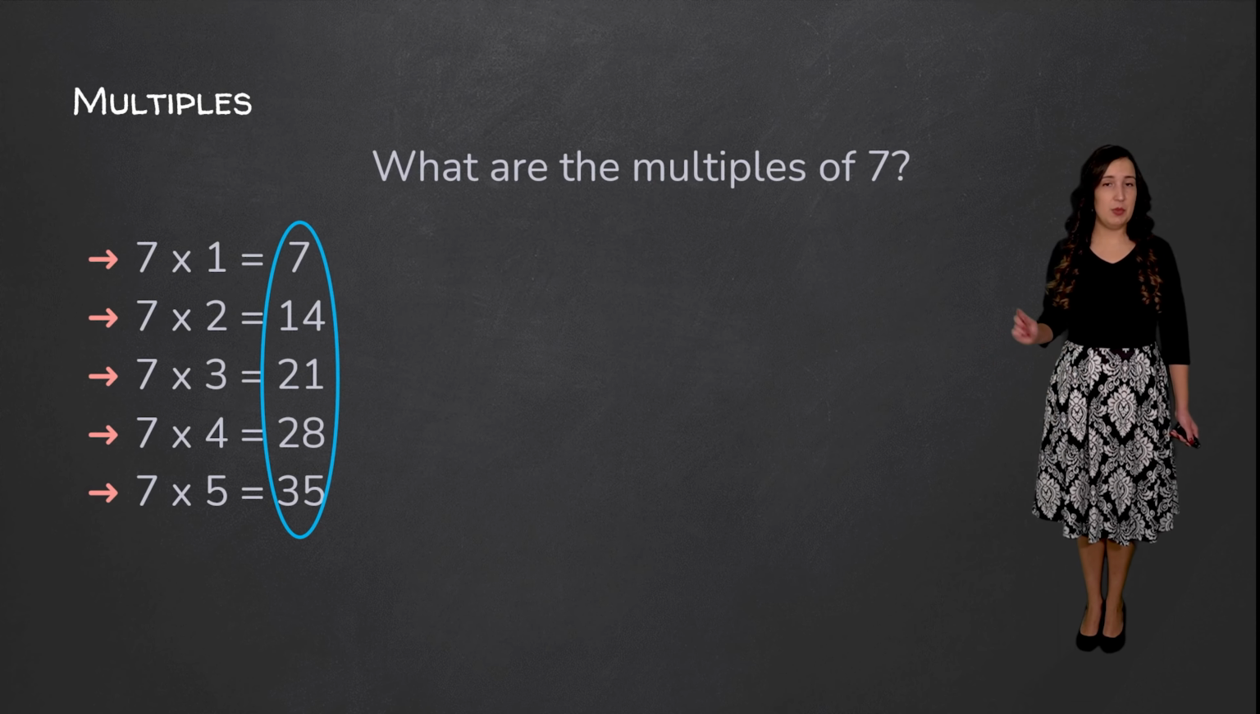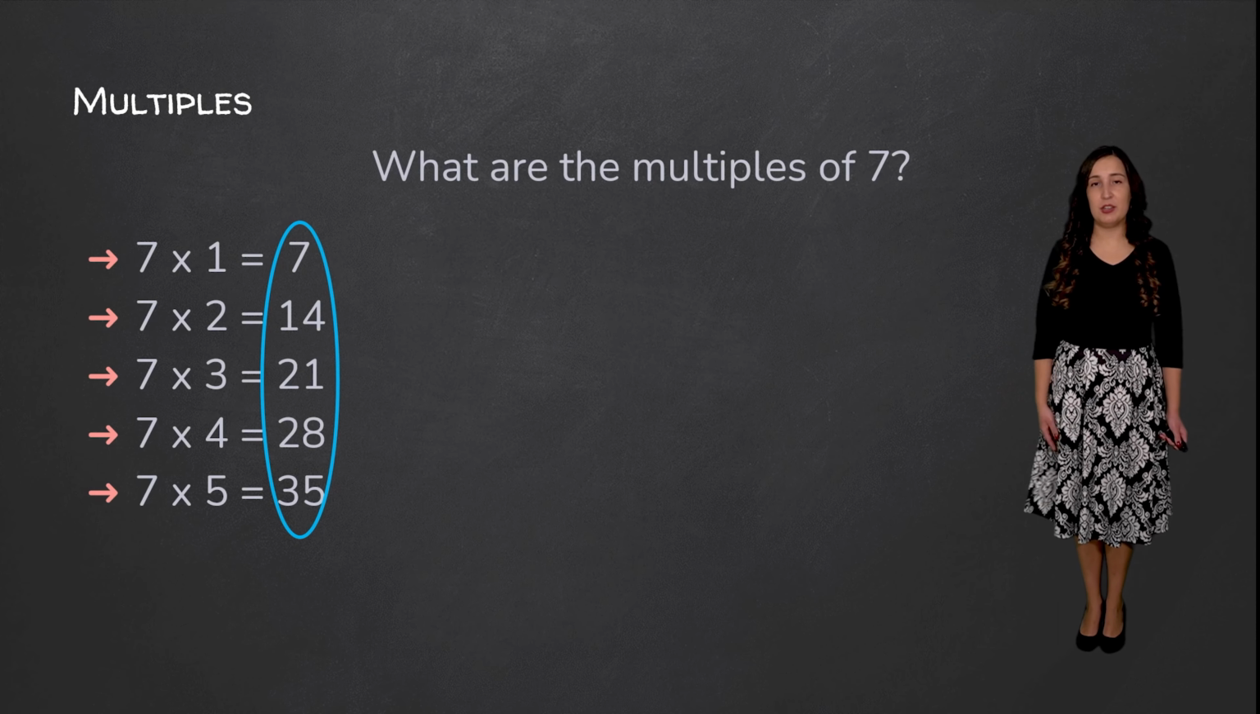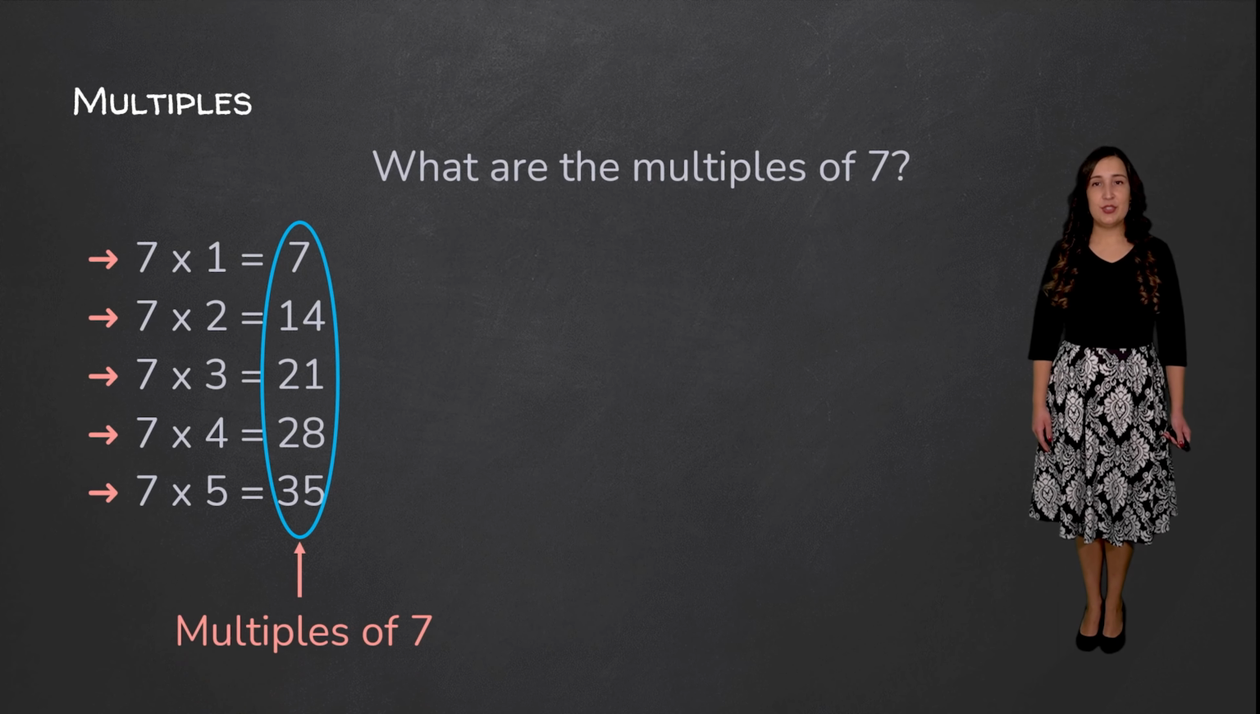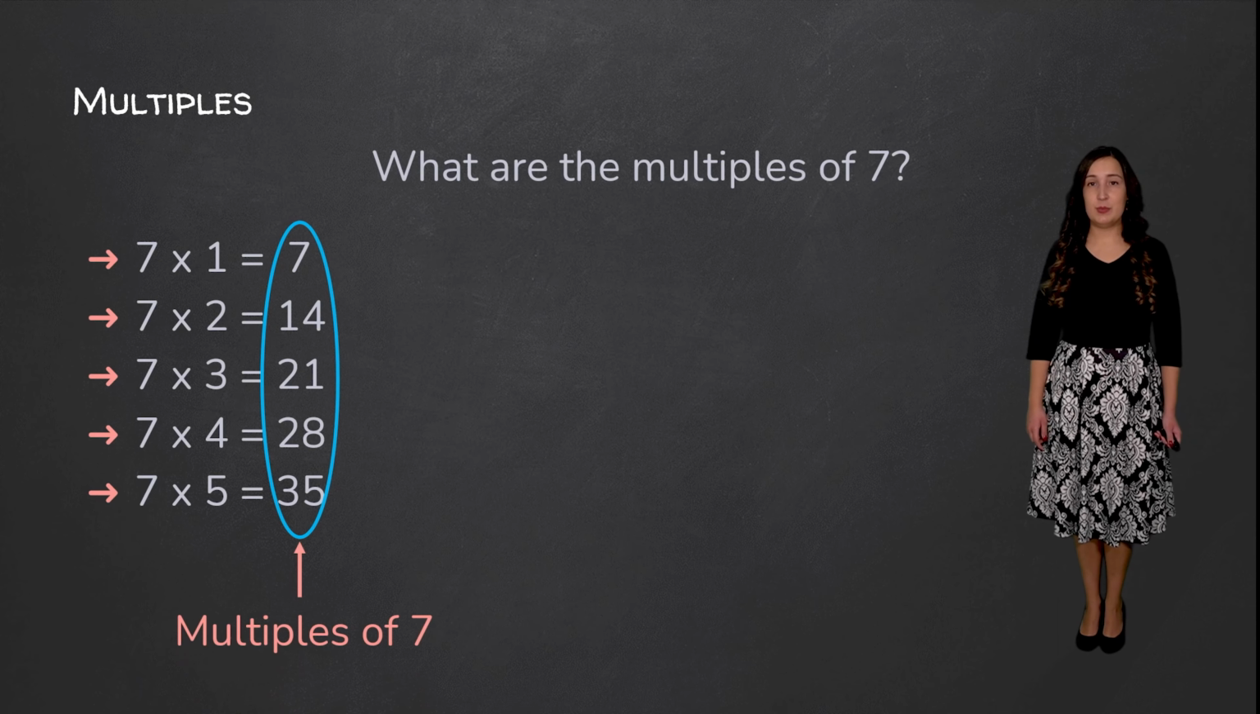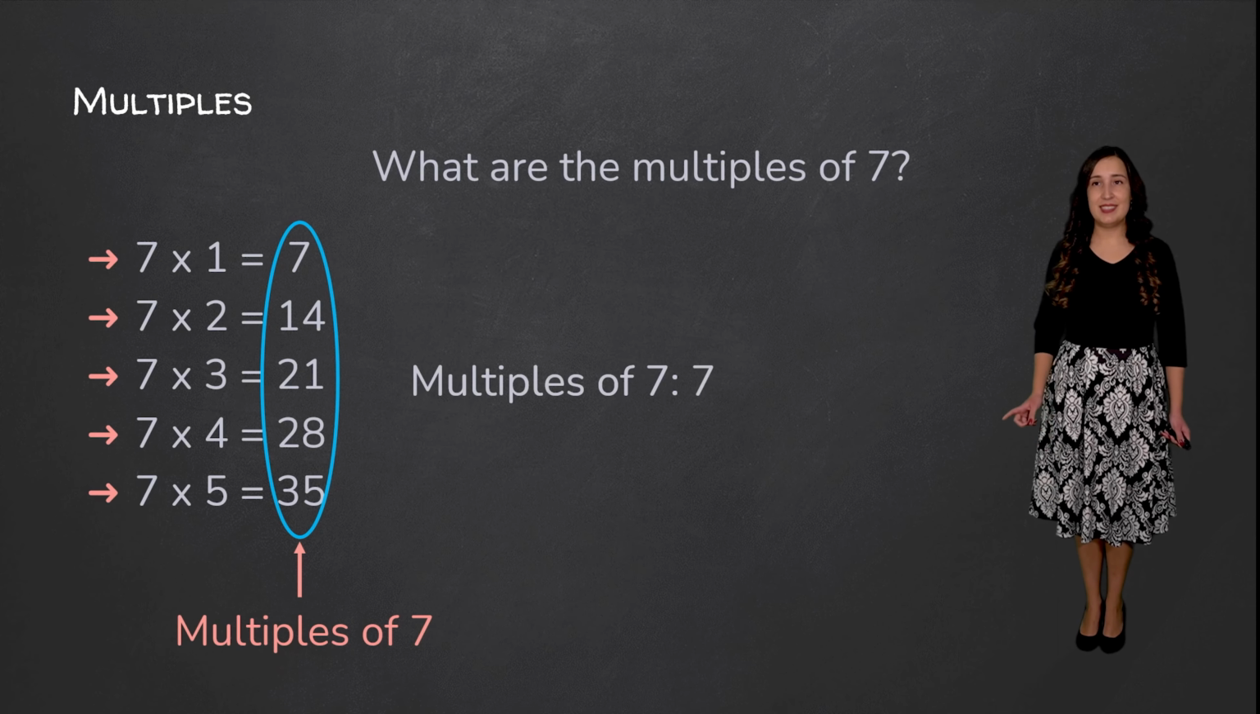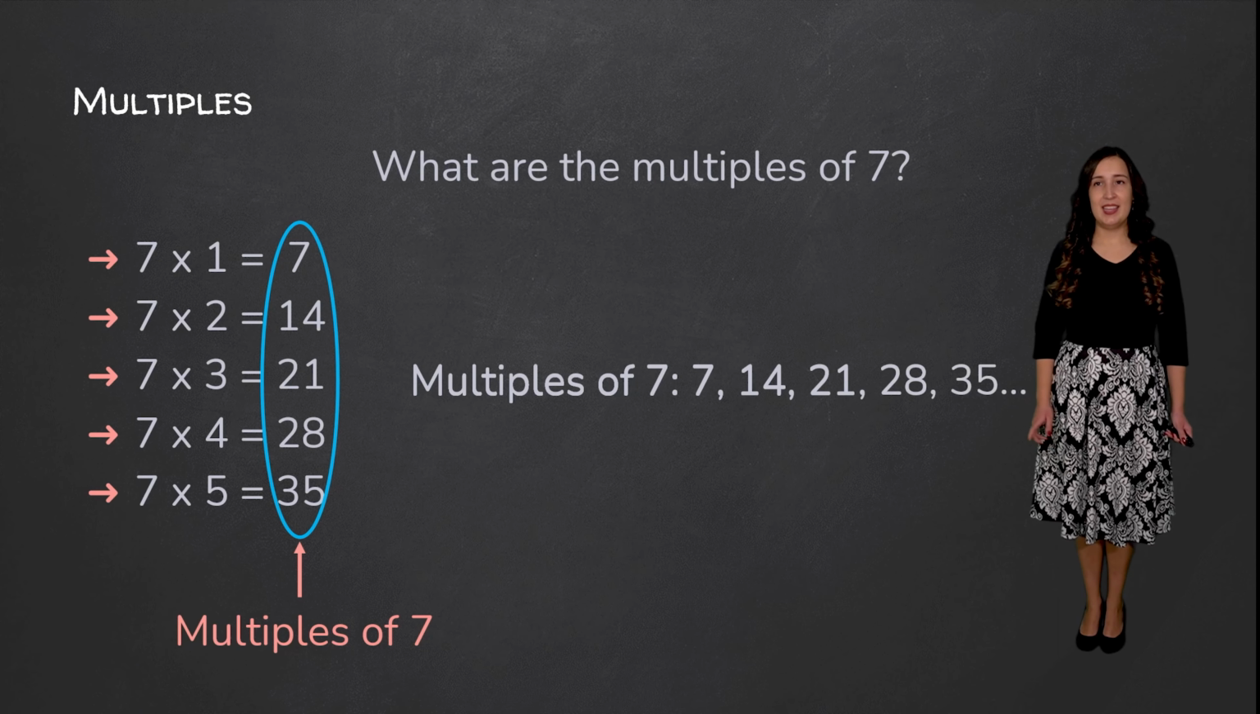Again, we could keep going if we wanted to, but for the purposes of this example, we are going to stop here. So we're going to list them out. So the multiples of 7 are 7, 14, 21, 28, 35, and then ... because our examples could go on forever.